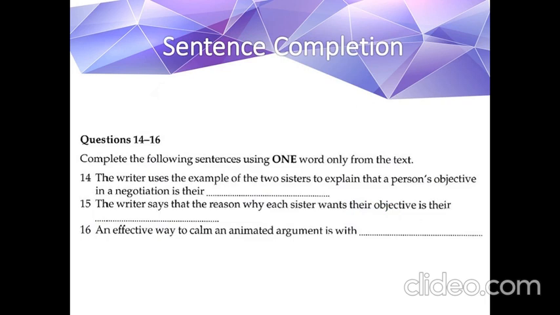Okay, this is the sample of sentence completion. As you see, you need to write 1 word only. So in the practice materials, I'll provide the text for these tasks. Open it, download it, print it, and practice it, please.